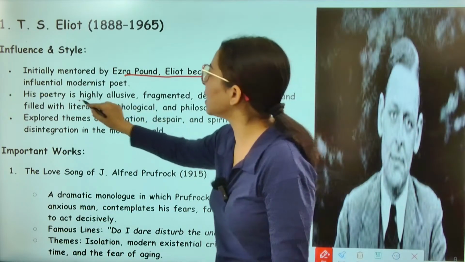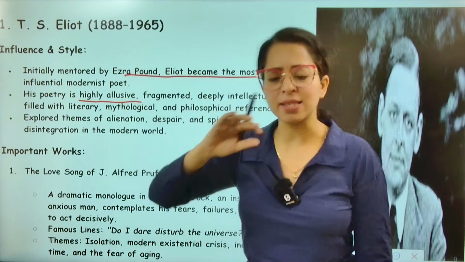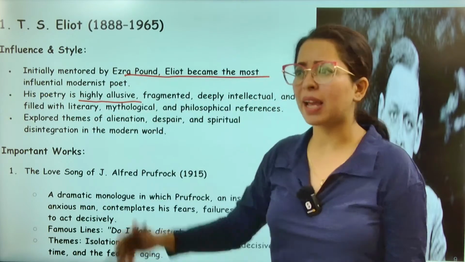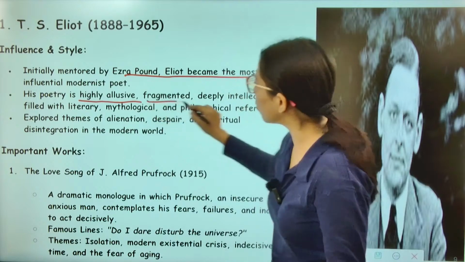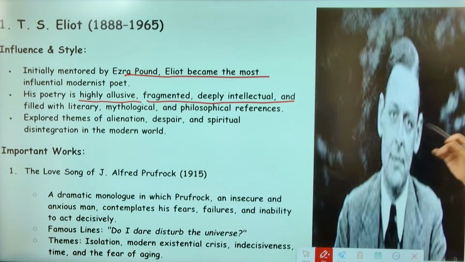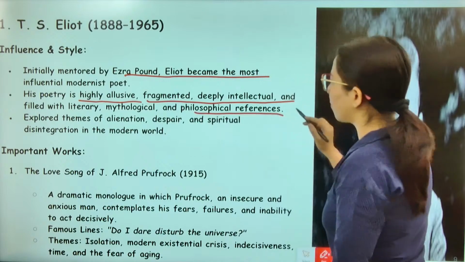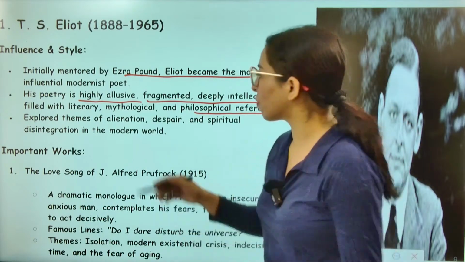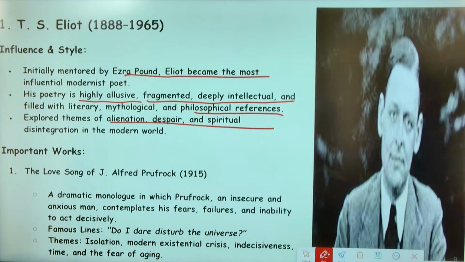His poetry is highly elusive. Elusive मतलब ग्रीक माइथोलॉजी को वो फोकस कर रहा है, क्लासिकल वर्क को के बारे में बात कर रहा है, बुद्धिस्ट लिटरेचर, दिस एंड दैट एंड एवरीथिंग. ओके, फ्रैगमेंटेड होती थी, डीपली इंटेलेक्चुअल, वेरी वेरी इंटेलेक्चुअल एंड फिल्ड विद लिटरेरी, मैथोलॉजिकल एंड फिलोसॉफिकल रेफरेंसेस. It explores themes of alienation, despair and spiritual disintegration in the modern world.